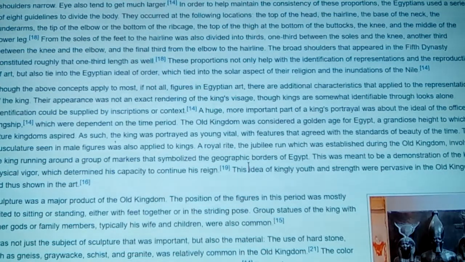The Old Kingdom was considered that golden age, though, and as such, the king was portrayed as young and vital, with features that agree with the standards of beauty of the time. The musculature seen in male figures was also applied to kings. A royal rite, the Jubilee Run, which was established during the Old Kingdom, involved the king running around a group of markers that symbolized the geographic borders of Egypt, and it also symbolized that he was able to still perform, and you had to do it every so often.